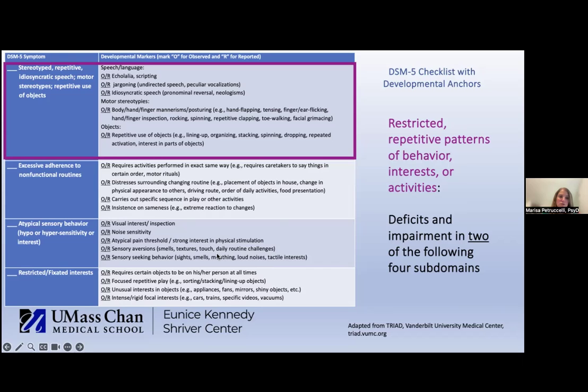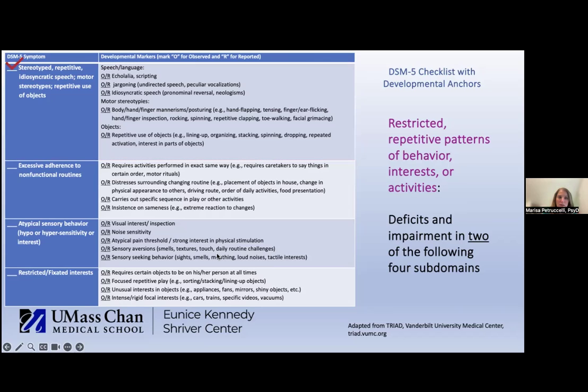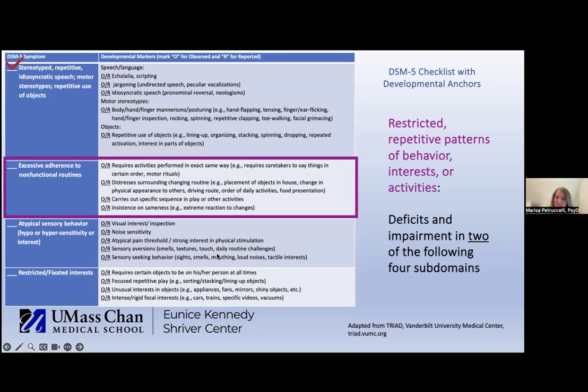And then repetitive use of objects could really look like a variety of different ways: lining things up, organizing them, stacking them, grouping them, or a particular interest in certain kinds of objects and the way they are used. Routines and implementing those routines in a specific way, in a specific sequence. And really the way that this is differentiated is how intense is that necessity to engage in that ritual, and how difficult is it for the child to not adhere to that ritual.